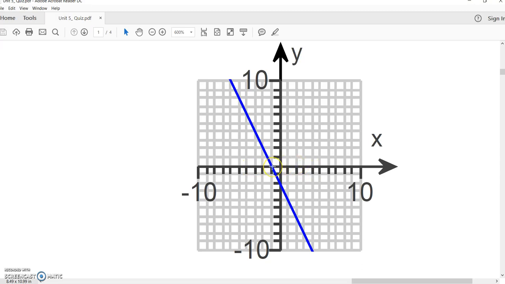So from this point, how do I get to this point? I would have to go down 2 units, so that's negative 2. So rise is negative 2. And then run, that's 1 unit to the right, so that's a positive change. So 1 unit to the right, so that's positive 1. So the slope is negative 2 divided by positive 1, which makes negative 2.